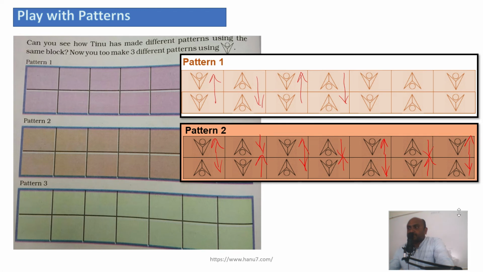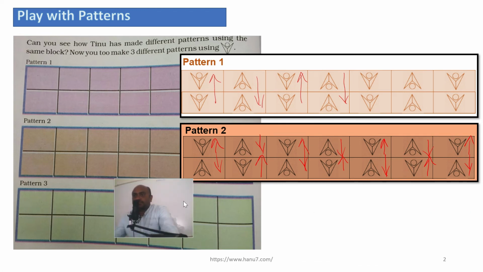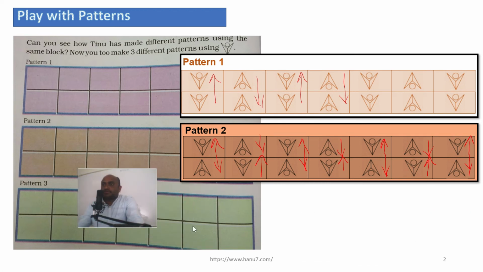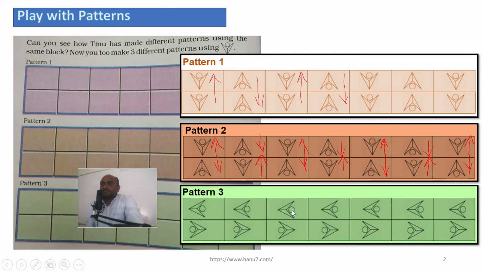And coming to pattern 3, what I prepared here is I have made a flow like this. All the blocks are facing towards this side, then they are facing towards the other, opposite side. So that's why I said a flow. Okay, just like how water flows in a pipe.